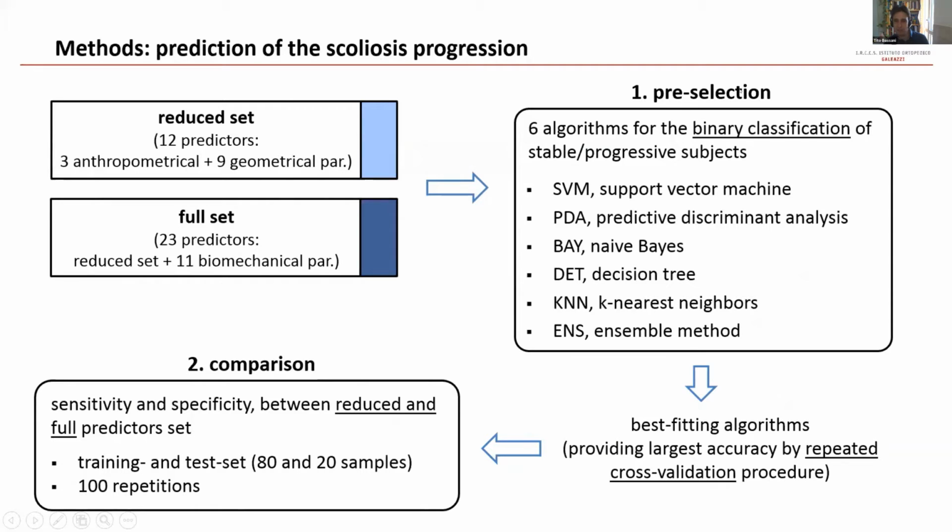So we arranged two consecutive phases. In the first phase, the preselection, we compared 6 different algorithms for the binary classification of stable and progressive subjects. And we recognized as the best fitting ones those providing the largest accuracy by repeated cross-validation procedure. In the second phase, the comparison one, we computed the sensitivity and specificity, and we compared this classification performance between the reduced and the full predictor set. Specifically, we randomly split the original data set in two subsets of training and test set. The first one we used to estimate the model parameters, and the test set to compute the sensitivity and specificity. We repeated the operation 100 times, and we compared the median average value.